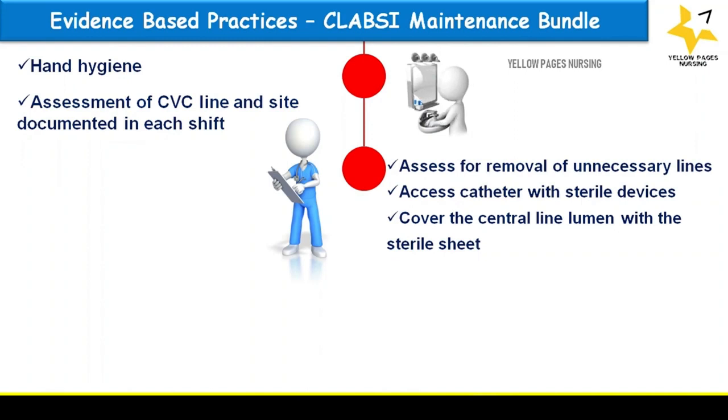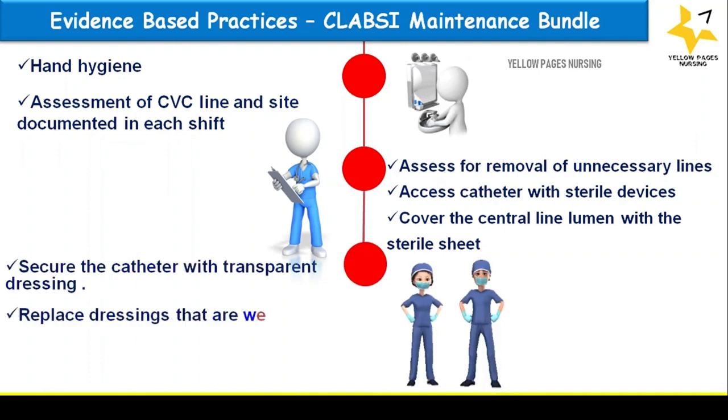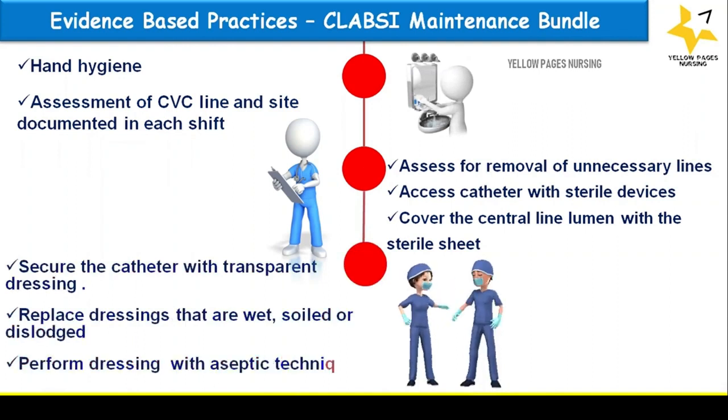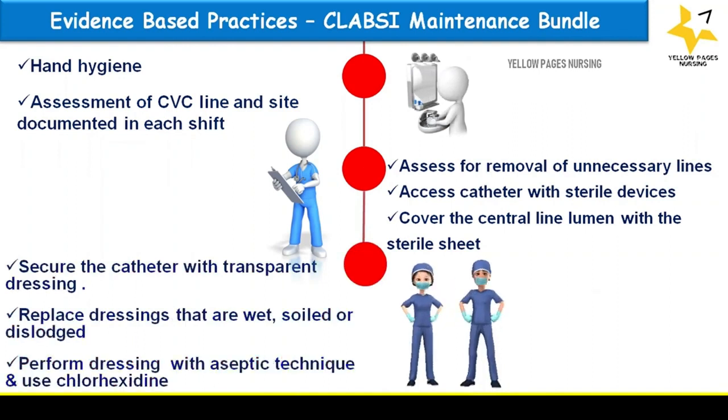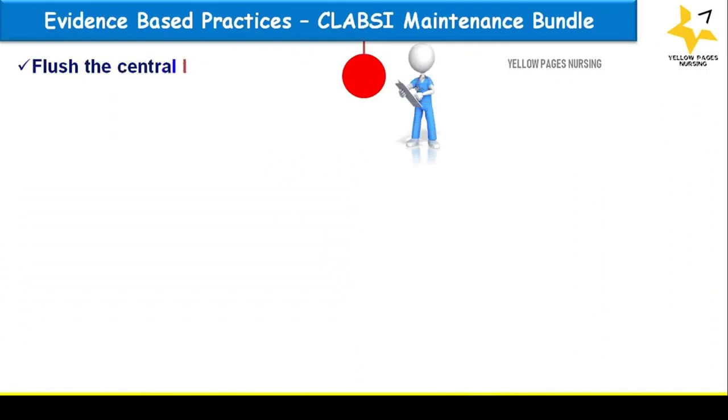Next, secure the catheter with transparent dressing. Replace dressings that are wet, soiled, or dislodged. Perform dressing with aseptic technique and use chlorhexidine. Flush the central line before and after administration of injections.